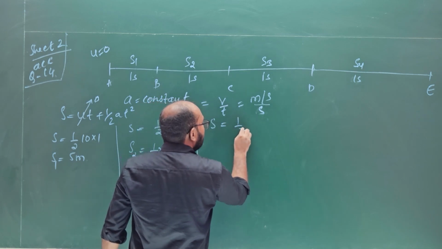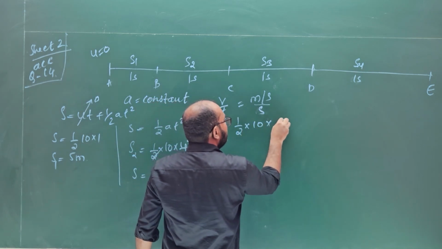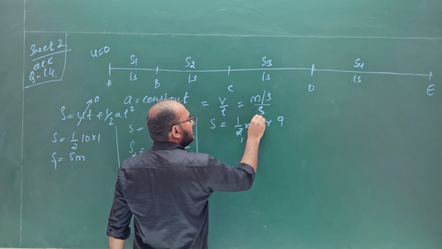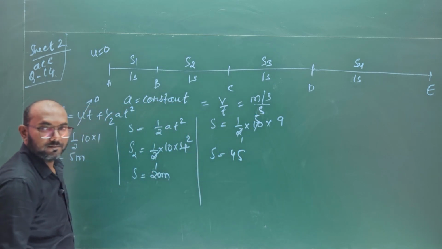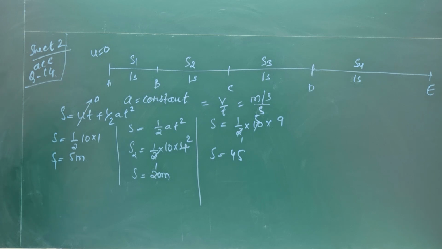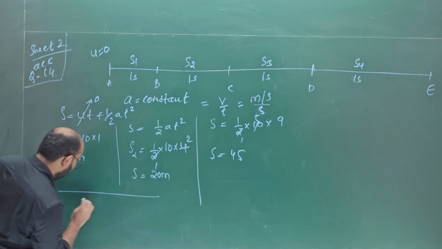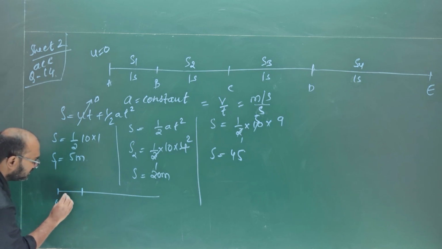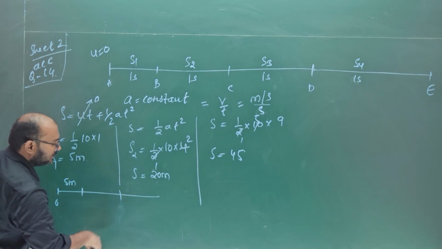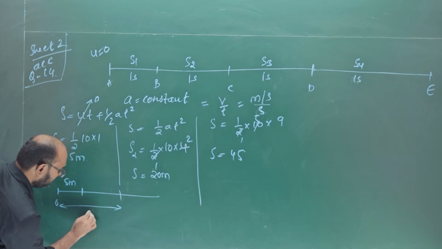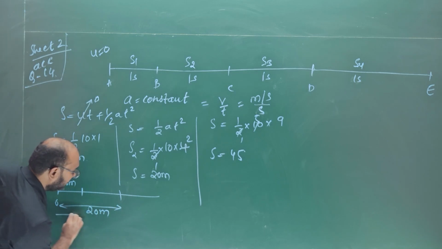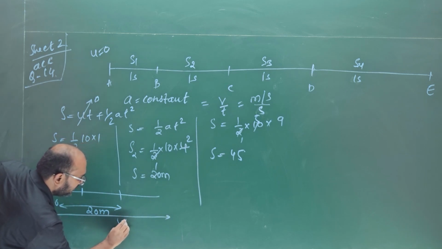Okay. Similarly, take time t is equal to 3 seconds. So S is equal to half into 10 into 3 square, that is 9. So 9 into 5, S is equal to what? 45. Okay. Now, 0 to first 5 meters, then 20 meters, then from here to here, then next is 45 meters.